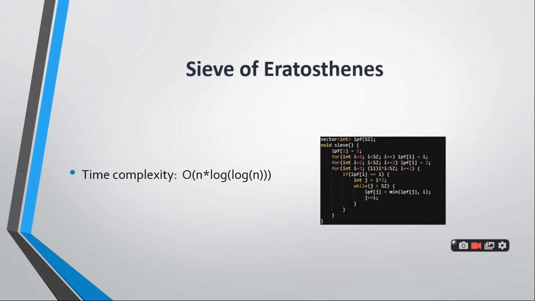In the sieve of Eratosthenes, what we are doing is, from 1 to n, how many primes are there, what are the prime numbers there. Okay, so if you do it normally by iteration, that will take huge time complexity. That is not good for us in competitive coding. So we are using the sieve of Eratosthenes, and the time complexity is n log log n. So it's improved, right?